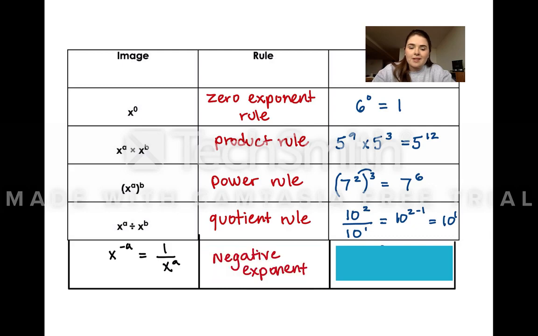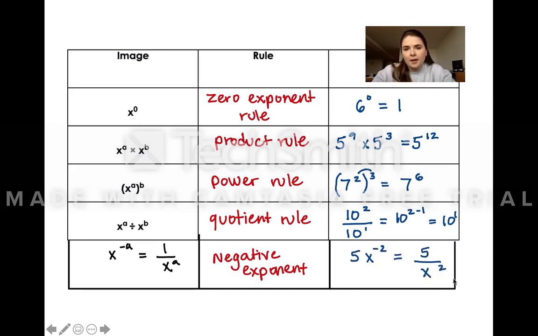And finally, we have negative exponents. We're going to see negative exponents in a lot of the problems on the following slides, and so we need to remember that we can always rewrite them as 1 over whatever the exponent was. So let's look at this example here. I have 5 times x to the negative 2nd power, and that's going to be equal to 5 over x squared. Notice how I left the 5 where it is. It does not have a negative exponent, and so it has to stay in the numerator.